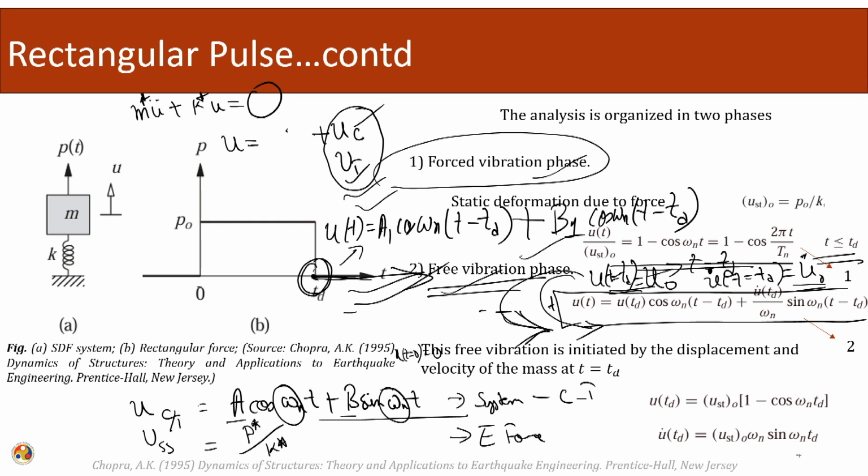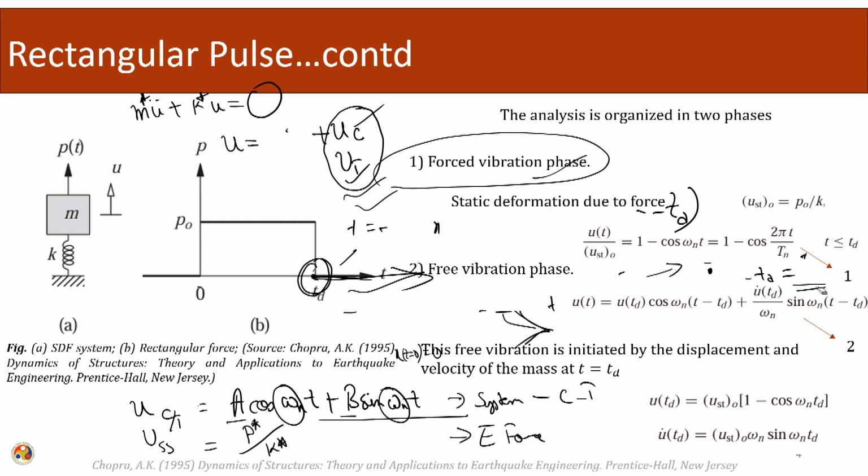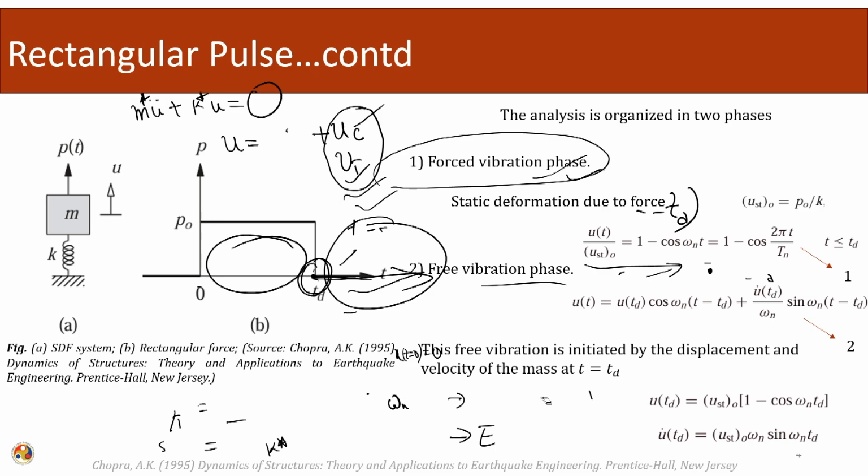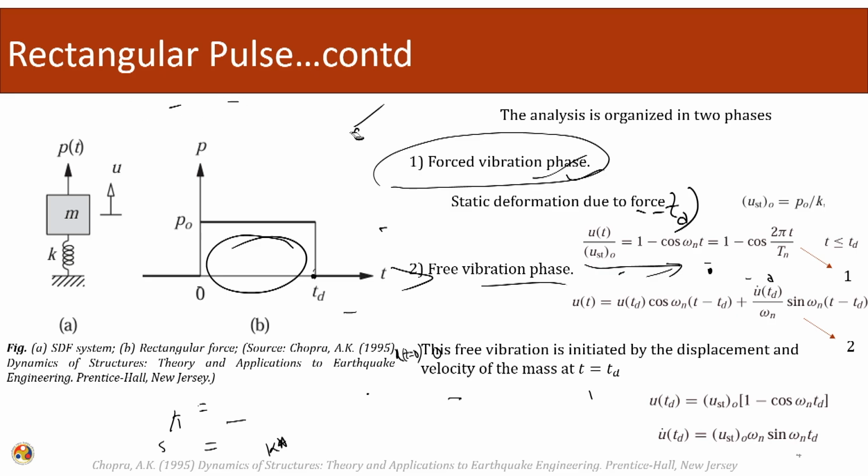So if we do all this, we have the two responses of the system. The response in the forced vibration phase means the response here, and the response in the free vibration phase means the response out here. So this is how we will calculate the total response of the system for the two phases, the response of the system in the forced phase, and the response of the system in the free phase. This is the initial condition that we are going to use. So this is how we are going to solve this problem.